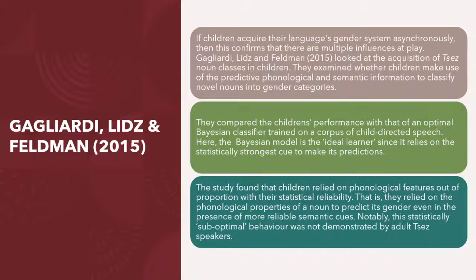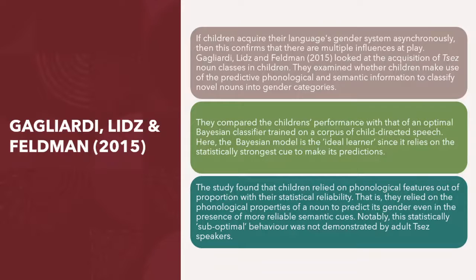Another way to tease apart the overlapping influence of these predictive features is to look at the acquisition of gender by children. If they acquire their language's gender system asynchronously, that is, some parts develop before others, then this confirms that there are multiple influences at play.